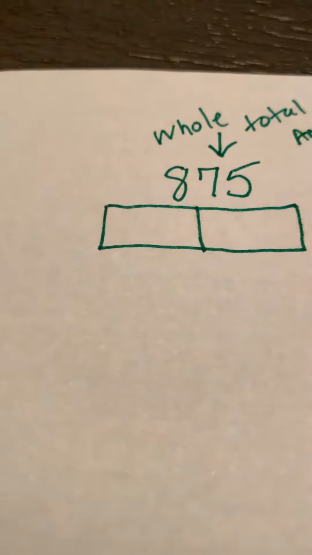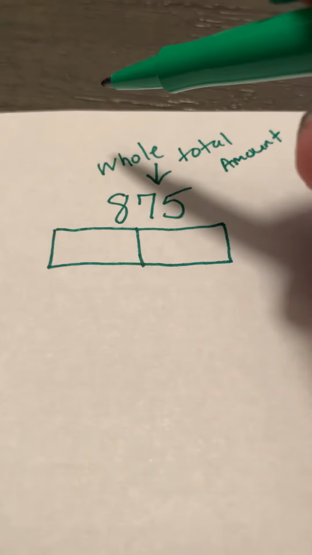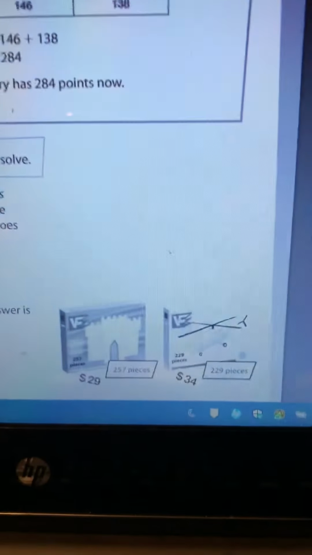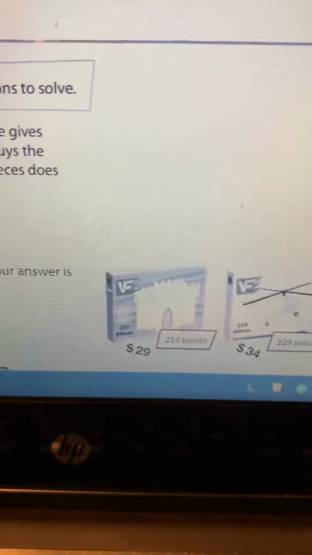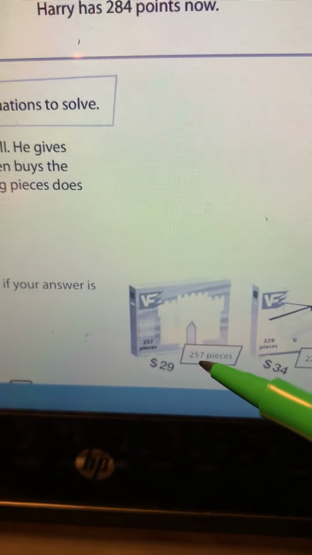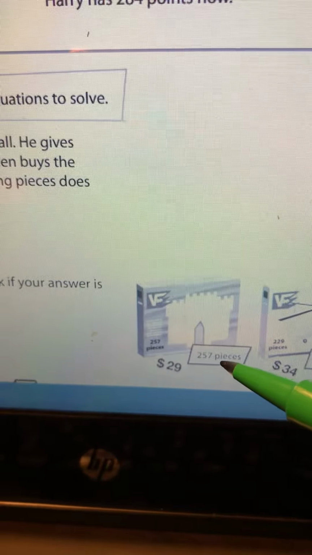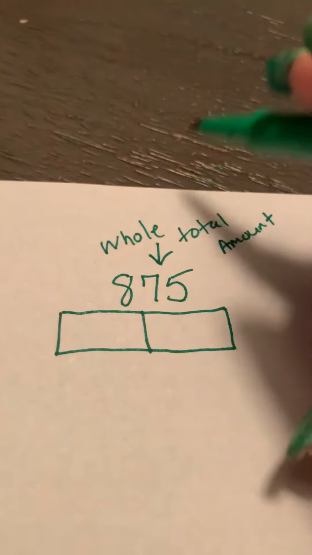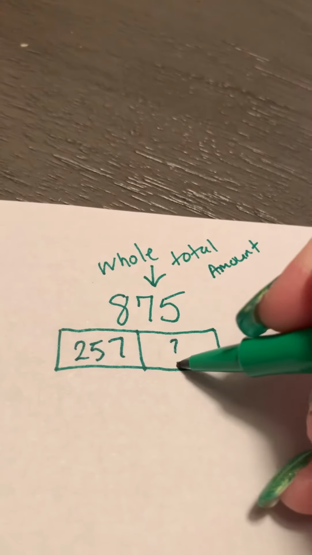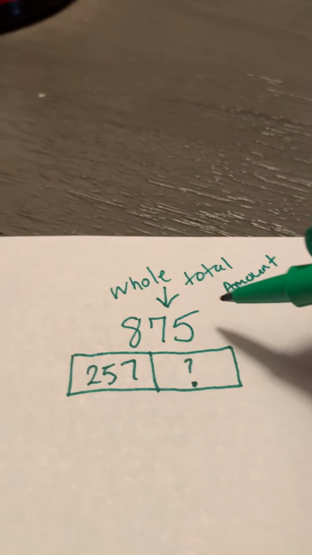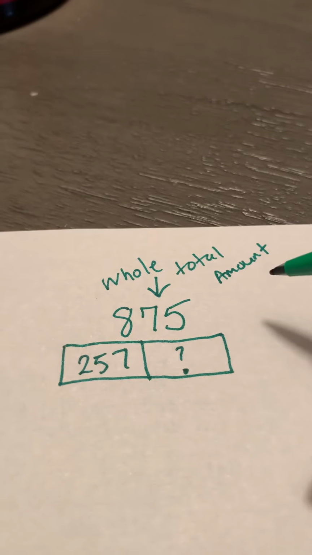So going back to our problem, to show that, I'm going to put the amount of pieces that were in the castle set. And just in case you weren't looking at the pictures, remember, use your text features. It shows you in the pictures that the castle has how many pieces? 257 pieces. So I'm going to go ahead and put that 257 pieces as one of my parts, because 257 plus however many that I'm looking for would give me 875, which is how many pieces Jamie has right now.